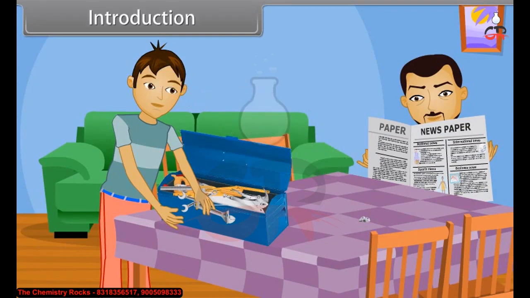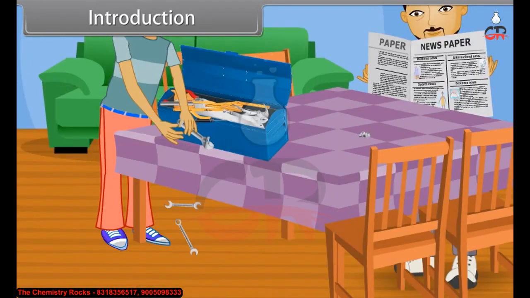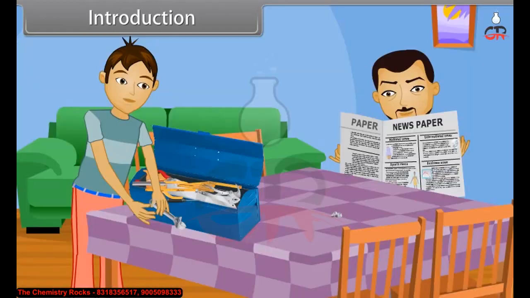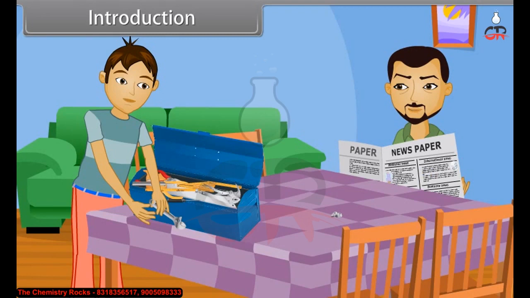Vishal is searching for a specific tool from the toolkit. Then suddenly, two steel keys fall down from the table. The keys strike each other and scratches are made on their surface. Vishal, what happened? What kind of a sound was that? Nothing, father. Just some keys dropped down the floor.